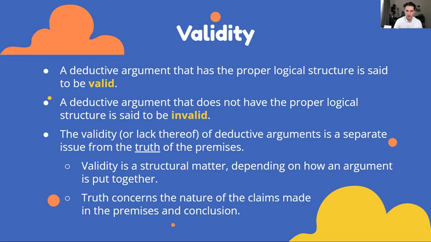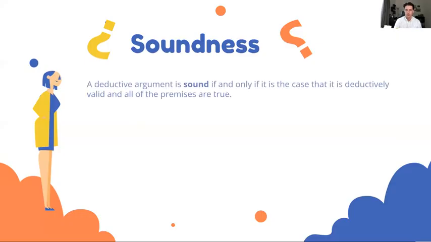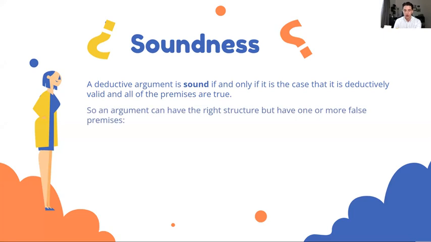So content and structure are two importantly separate things. So this is where the concept of soundness comes in. A deductive argument is sound just in case it is deductively valid and all the premises as well as the conclusion are true. So an argument can have the right structure, but have one or more false premises.